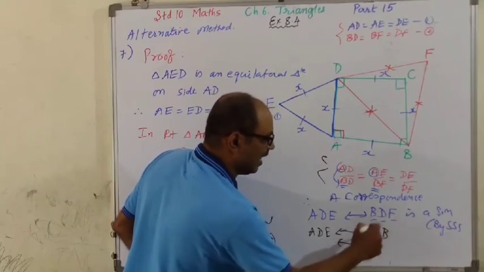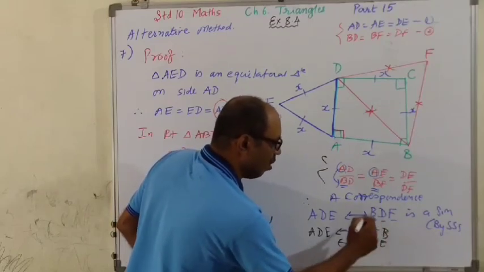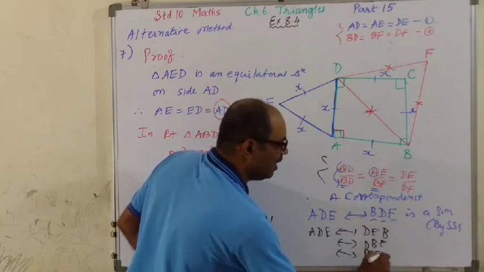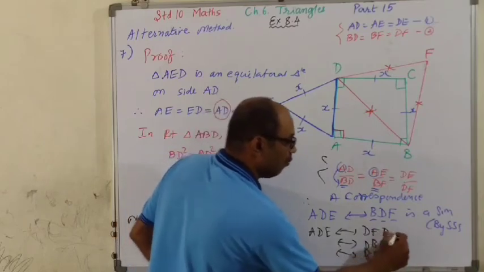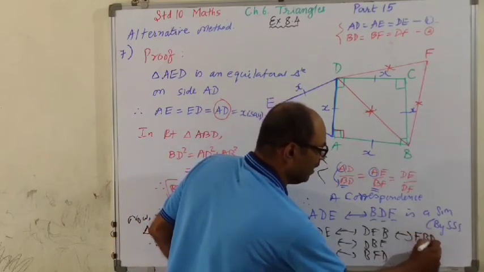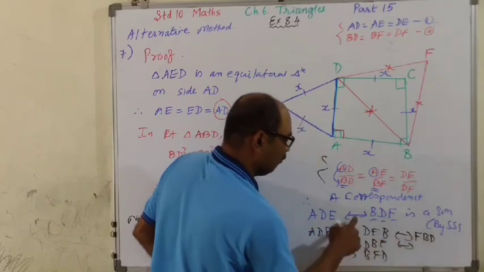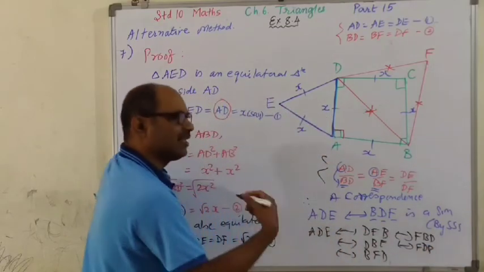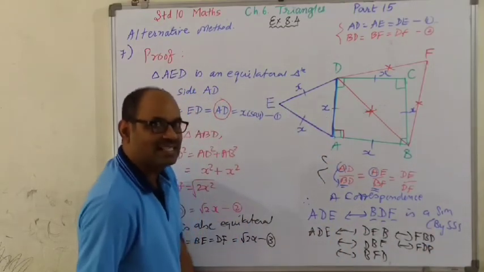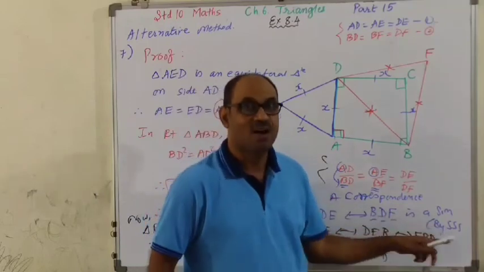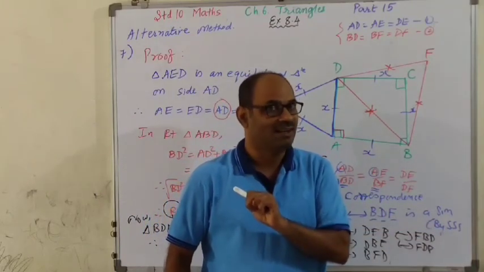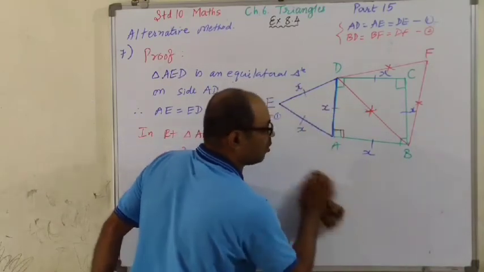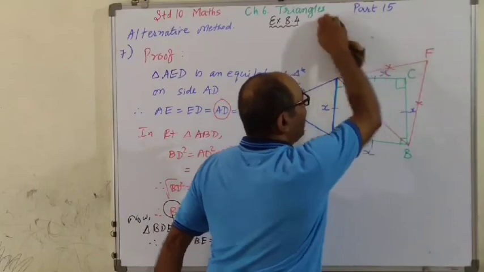DFB, or you may write this right side DBE, or you may write right side BF, not E but F, BFB. Fourth one, you can write FBD, and sixth, first, second, third, fourth, fifth, and sixth FDB. So you can write any of the 6 correspondences by SSS for 2 equilateral triangles. Okay, let's go. Because we are able to write all 6 correspondences as similarity, correct?